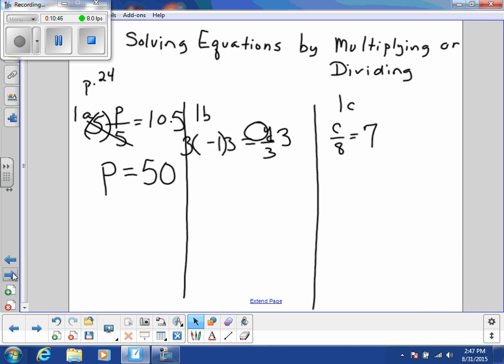And this last equation over here, c divided by 8, means I'm going to multiply by 8. Now write that down so when you bring it to class tomorrow, you can get the calculator and immediately finish those two problems as soon as you log into class.